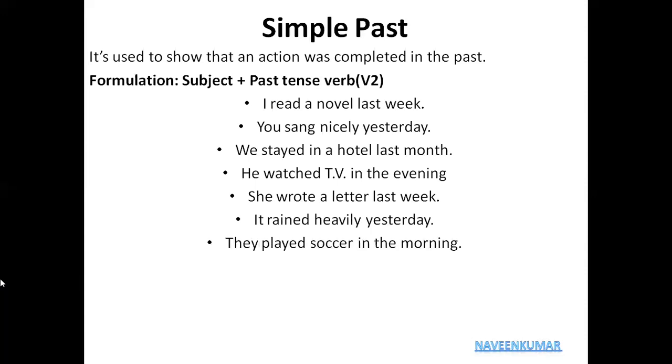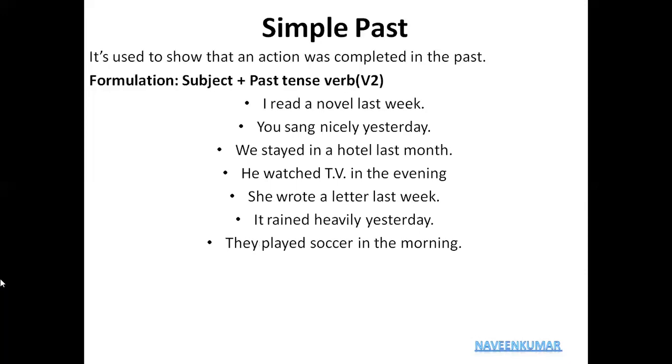They played soccer in the morning. So action completed, past tense, the V2 form of the verb, and when we are mentioning here: last week, yesterday, last month, in the evening, and also in the morning. So whenever we mention the time, it becomes simple past. If we don't mention the time, then it becomes present perfect tense.